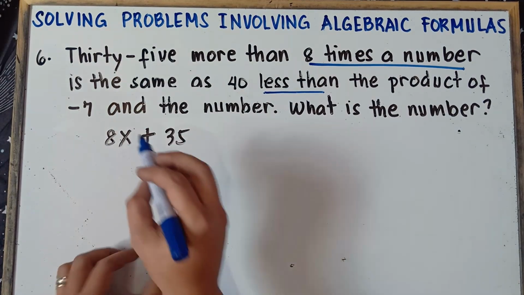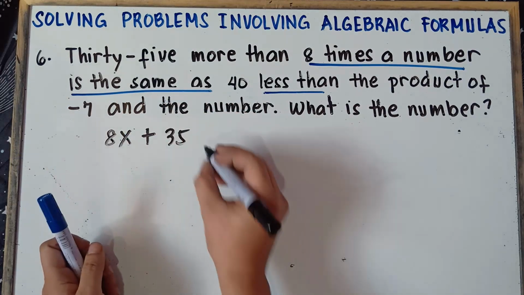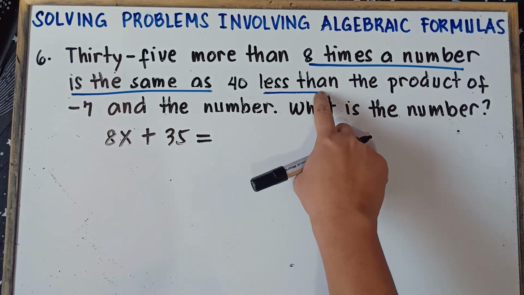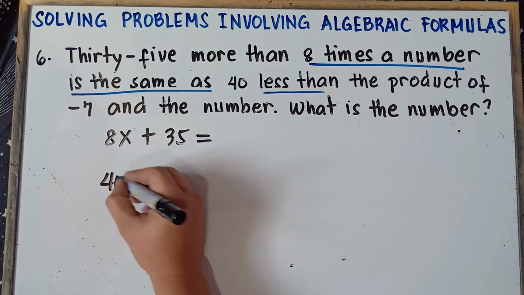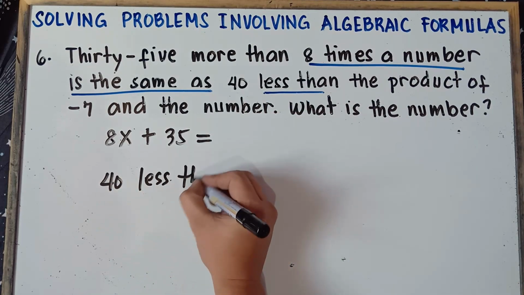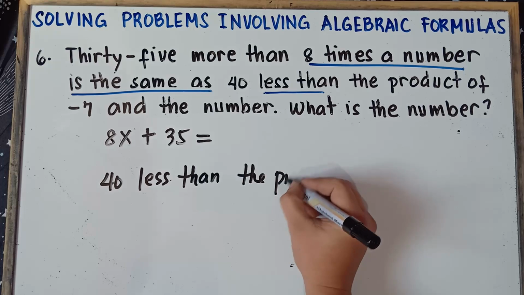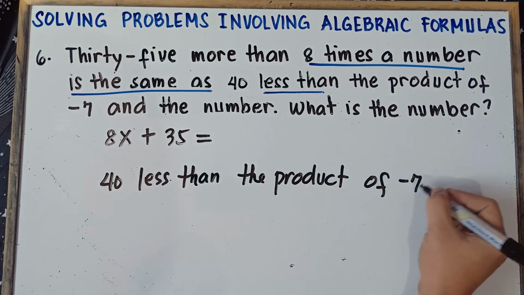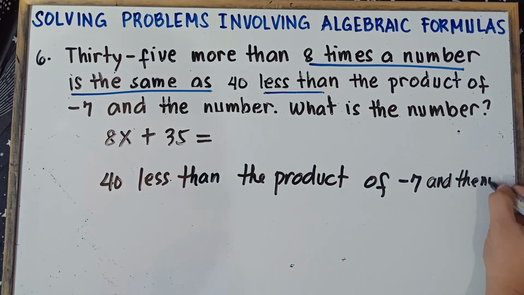Now, is the same as, it means equal sign. So is the same as, that would be equal sign. So let's have this one, 40 less than. So we have this word less than. So 40, let me just write that one. 40 less than the product of negative 7 and the number. So we don't have enough space, the number.